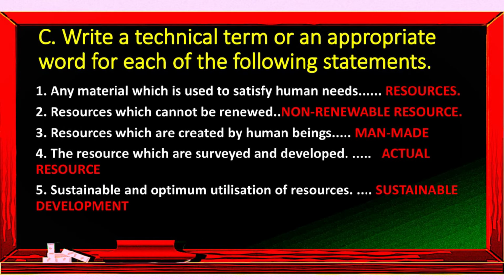C. Write a technical term or an appropriate word for each of the following statements. 1. Any material which is used to satisfy human needs. Resources. 2. Resources which cannot be renewed. Non-renewable resource. 3. Resources which are created by human beings. Man-made. 4. The resource which are surveyed and developed. Actual resource. 5. Sustainable and optimum utilization of resources. Sustainable development.